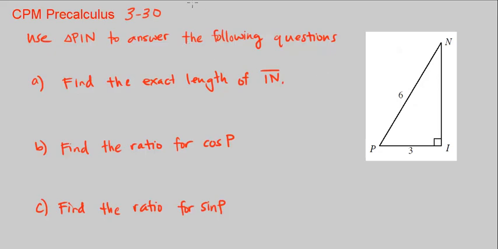This is CPM Precalculus, Chapter 3, number 30, and this is just hints on how to start it, okay? We're not going to go through every step, but we're going to start them all. So here we're asked to use the triangle PIN to answer the following questions. Part A says find the exact length of side IN.